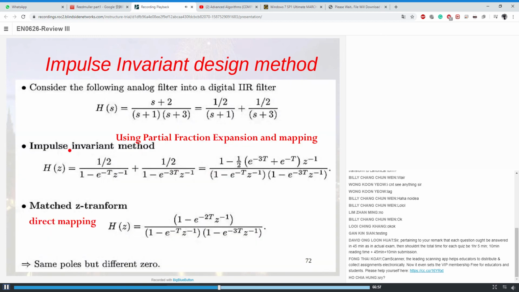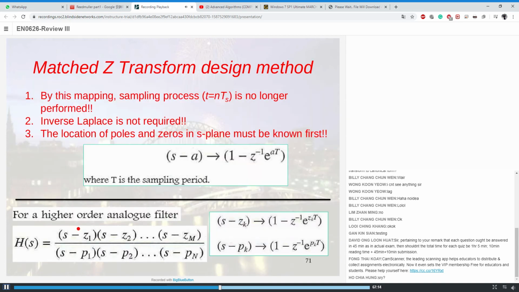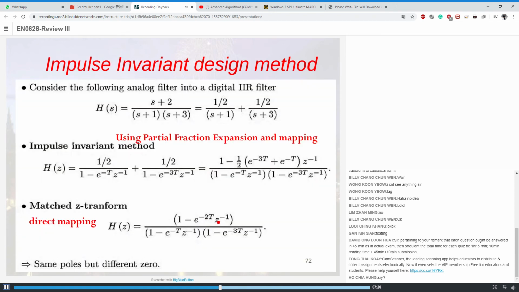But this one will go through some process in order to do this one. The difference actually is, for impulse invariant, your transfer function normally will give you a sum of sub-functions. And direct mapping, let's say originally you put it in product form, multiplied or factorized, then you just directly do the mapping. And after that, you open the brackets to obtain your transfer function.